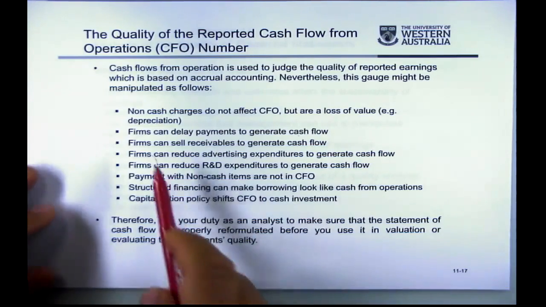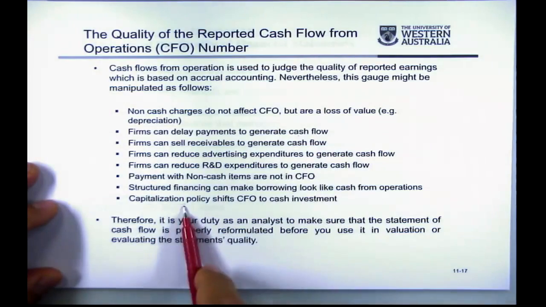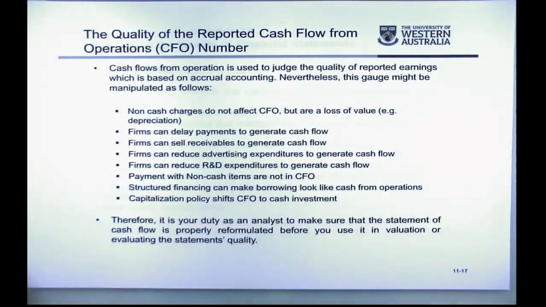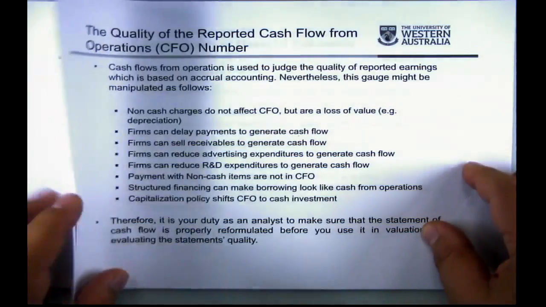For example, firms can delay payments to generate cash flow. Firms can sell receivables to generate cash flows. All these transactions, they affect the cash flow. Okay? All of these transactions, they do affect the cash flow from operations. But at the end of the day, the reported figure is a real figure. It is a cash amount. And the difference between this figure and the reported earnings is equal to accruals.